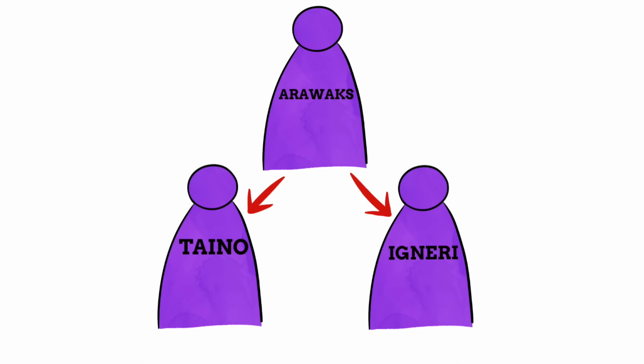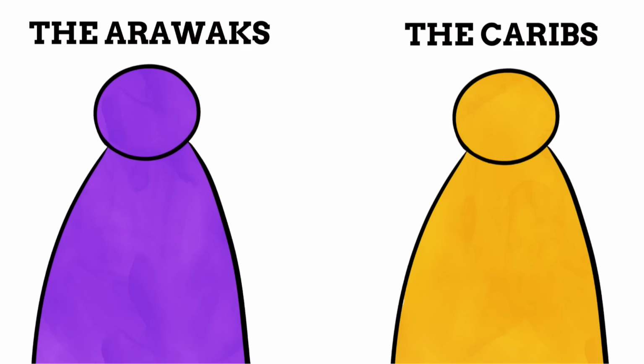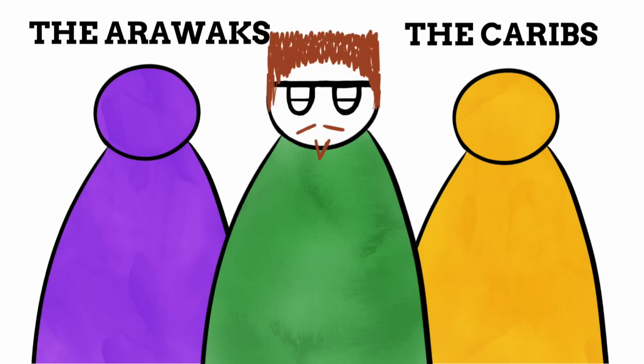Also, the Arawak people split up into smaller groups of people too, such as the Taino and the Ignurli people, and as I mentioned at the start of this video, the Carib people are known by different names like Kalingo and Karina. But to save things getting more confusing, let's just stick with calling these people the Arawak and Carib, and call their languages that too, though there wasn't just one Arawak language. I'm sure someone who knows more about all this will be telling you in detail in the comments.